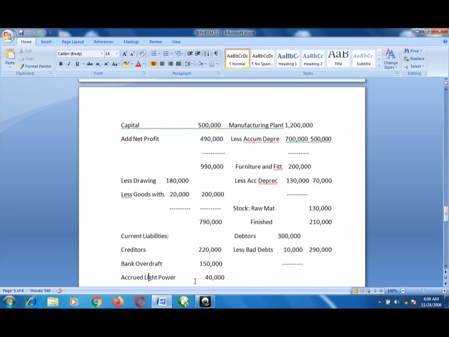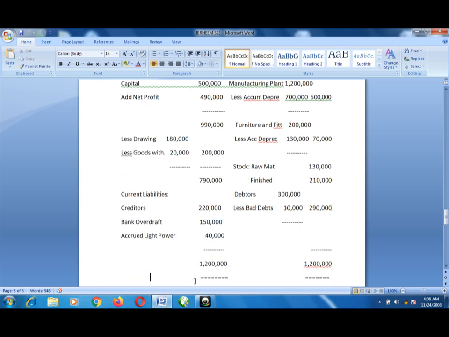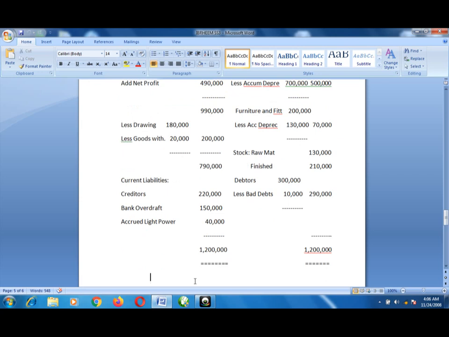You have debtors. Debtors, you have 300,000. Remember, under additional information, you are given that 10,000 of the debt is bad debt. After you are giving this one the first treatment under the profit and loss account as part of the expenses as bad debt, you must also give it the second treatment under the debtors, to minus the figure from the original debtors figure. 300,000 minus 10,000 will give us 290,000 naira.